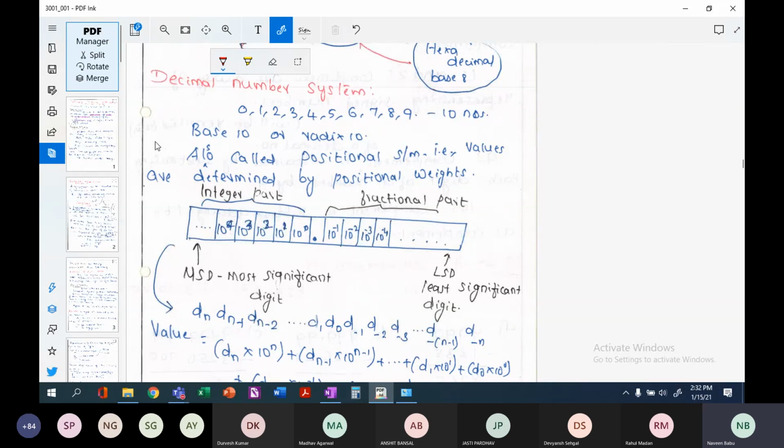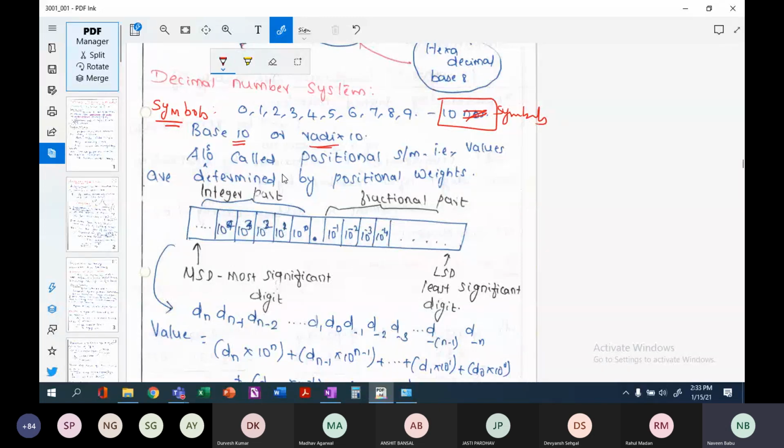In the case of the decimal number system, what are the symbols that we have? The symbols in the decimal number system are 0, 1, 2, 3, up to 9. So we have 10 different symbols. It is not numbers, it's actually symbols. So its base is 10, and we can also call this the radix.